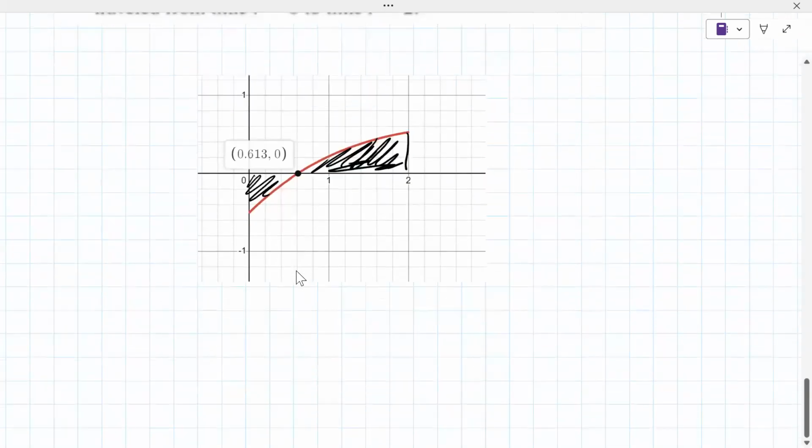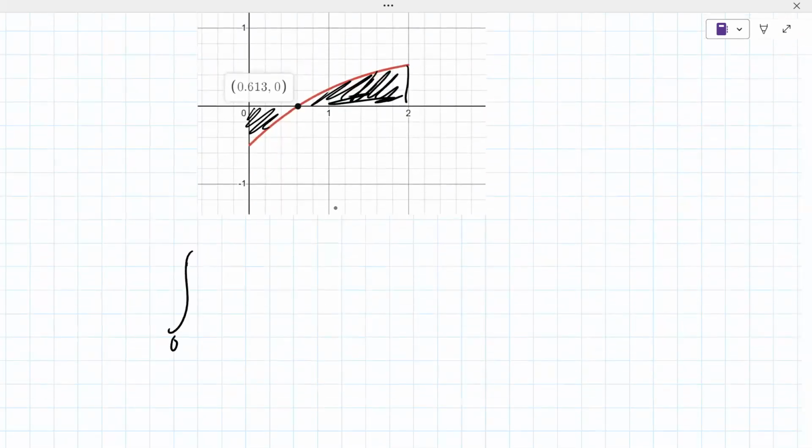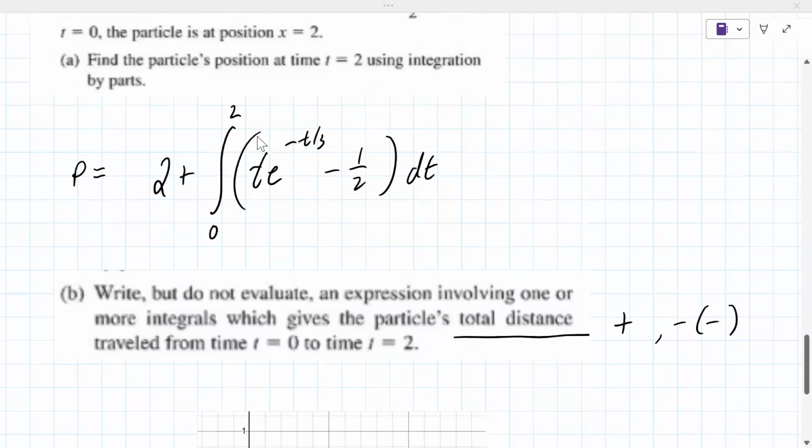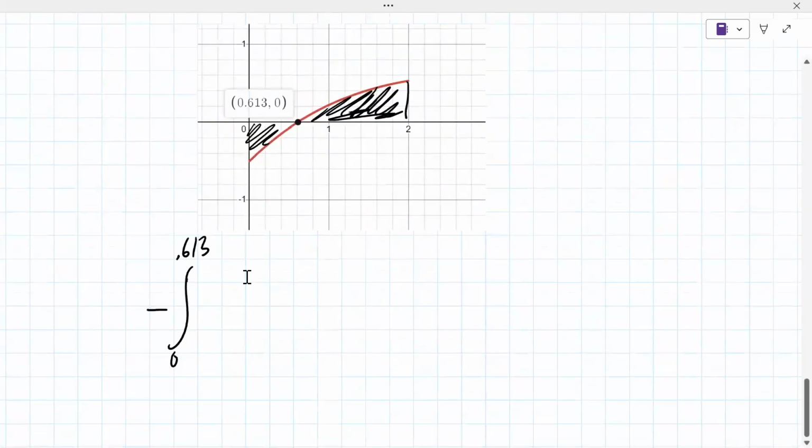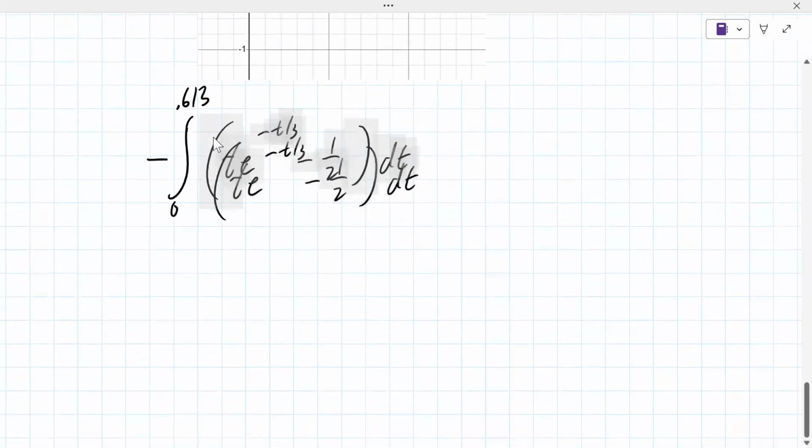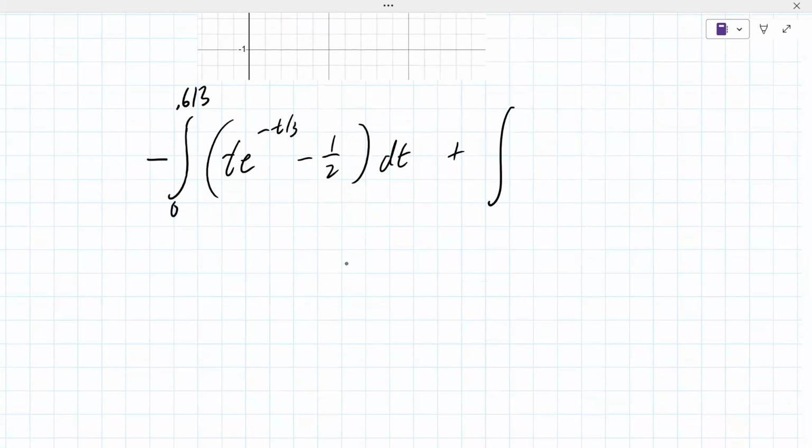Okay, so there's two integrals. There's the integral from 0 to 0.613, and it's negative because the area is below the x-axis. So the area is negative, and we're integrating this function here, t e to the minus t over 3 dt. And then we're adding the integral from 0.613 to 2 of t e to the minus t over 3 minus 1/2 dt.